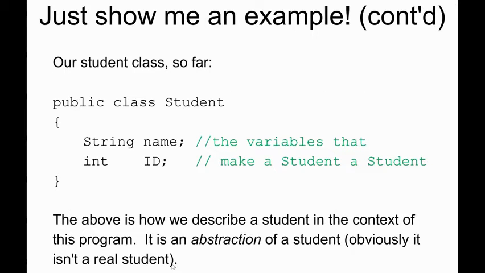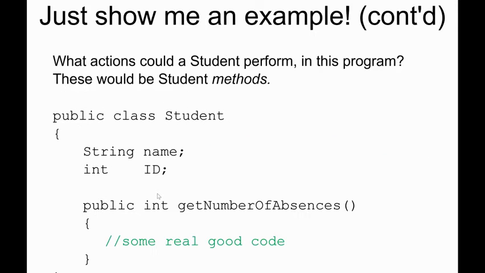Our student class so far would have a class header, public class Student, and it would define these variables: String name, int ID. The above is how we describe a student in the context of this program. It is an abstraction of a student. Obviously, it isn't a real student. What actions could a student perform in this program? These would be the student methods.